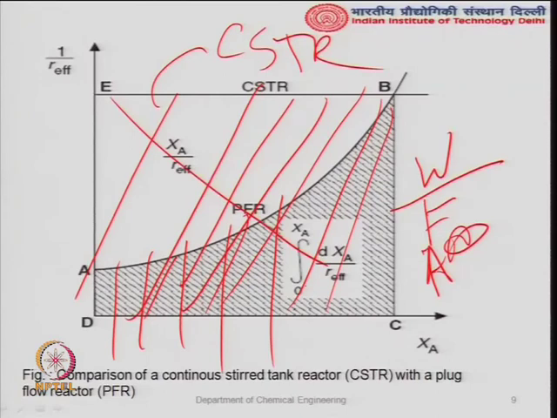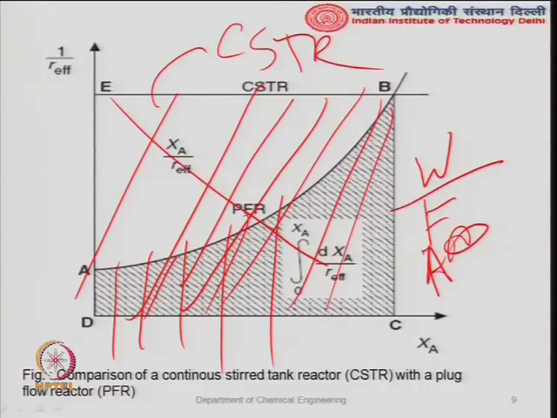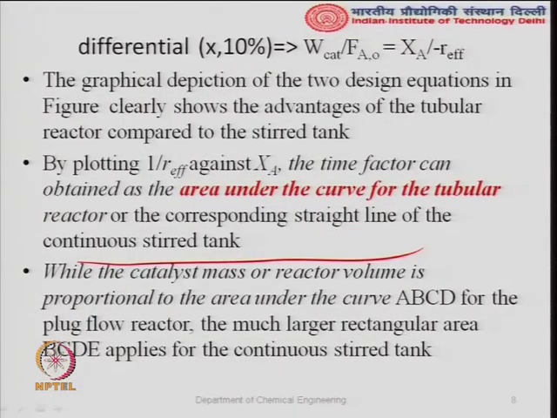For this kind of curve, concave upwards, the total rectangle area is the W by F_A0 or space time for a CSTR, and the shaded portion is the space time for a plug flow reactor. So a CSTR will require a larger size compared to a plug flow reactor for this case, where the curve is concave upward. Basically, this is when your orders are positive. One can say this from the graph or interpretation of these kinetic data.